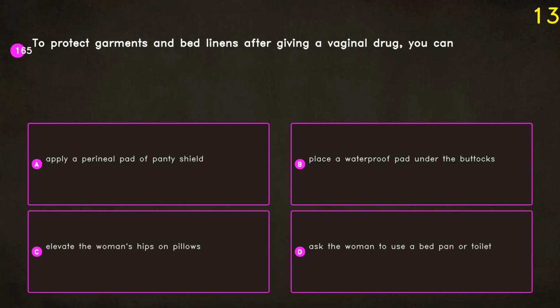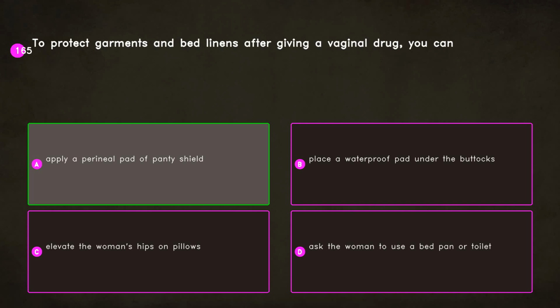Question 165. To protect garments and bed linens after giving a vaginal drug, you can A. Apply a perineal pad or panty shield B. Place a waterproof pad under the buttocks C. Elevate the woman's hips on pillows D. Ask the woman to use a bedpan or toilet. The correct answer is apply a perineal pad or panty shield.